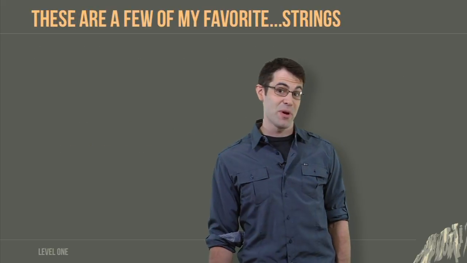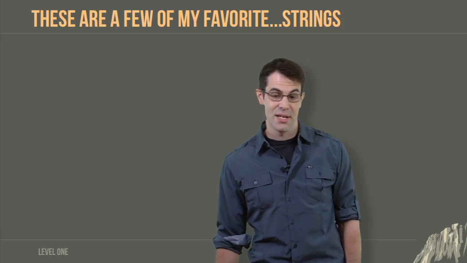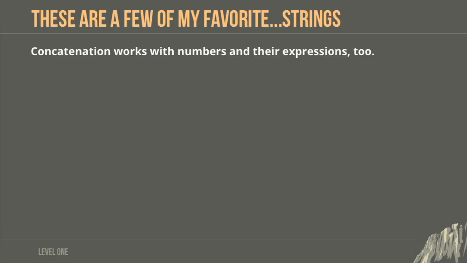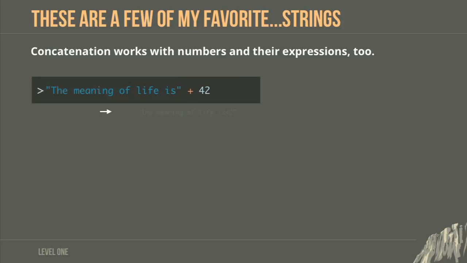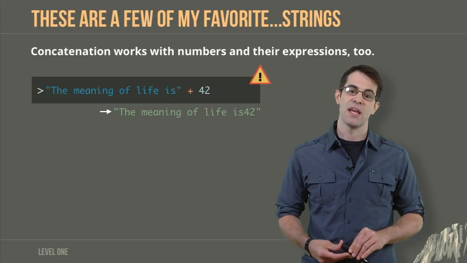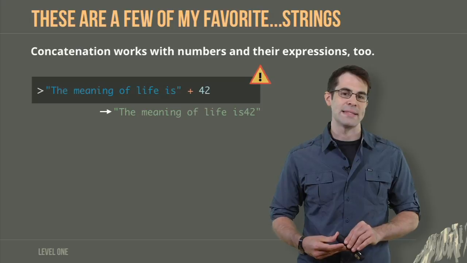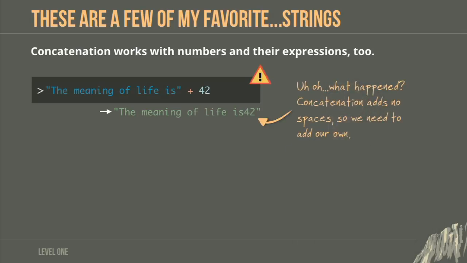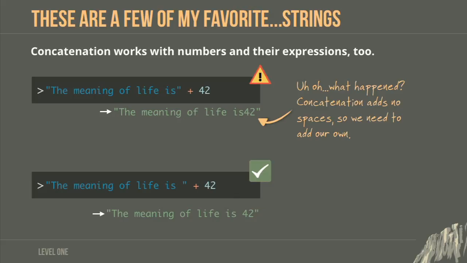Now it's time for a few of my favorite strings. Concatenation will also work with numbers and their expressions too. In this first example, we can see that when we try to concatenate "the meaning of life is" with the value 42, we get a perfectly valid string at the end, but it's not formatted exactly like we would want. It seems that we're missing a space. Since concatenation does not provide a space for you, all we need to do to fix this is place a space inside the very first string.